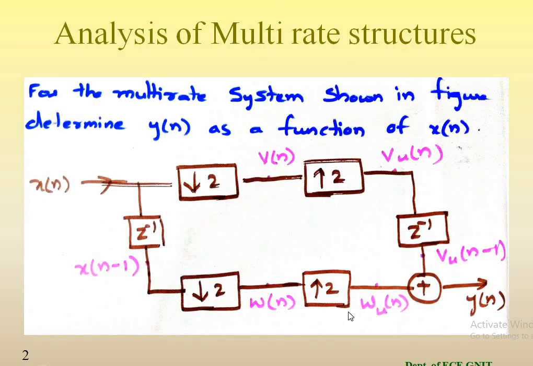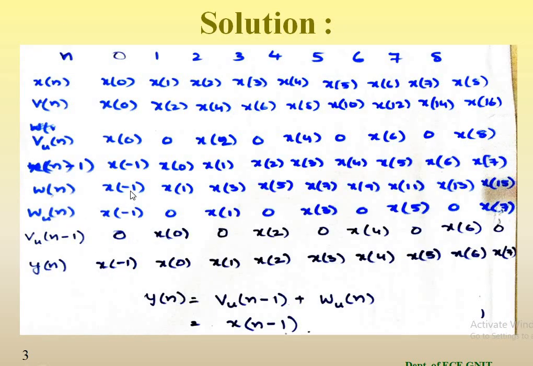Now this w of n is given as an input to an upsampler with an upsampling factor of 2. Since it introduces L minus 1 zeros in between, the output sequence is equal to x of minus 1, 0, x of 1, 0, x of 3, 0, x of 5, 0, x of 7. All these outputs are written with respect to the time instances from 0 to 8 for our convenience.